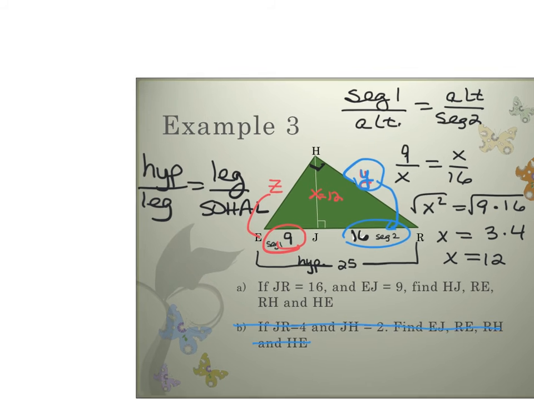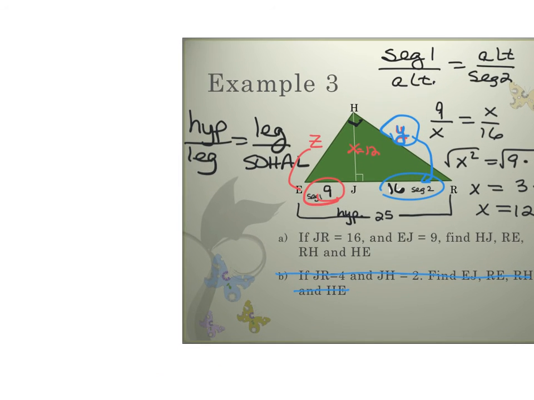So let's go ahead and set up our proportion first for Z. So for Z, I'm doing hypotenuse, which is 25. I found that by adding 9 and 16, over Z, and then Z over its SOHAL. I'm going to cross multiply. I get Z squared equals 25 times 9.